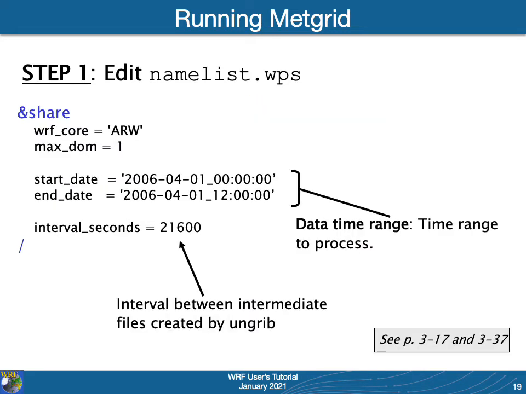In the shared namelist group, there are 5 variables that we need to set. However, it's very likely that these variables were already set when we ran the Geogrid program and ungrib programs. However, if we hadn't already done so, we would need to set wrf_core to ARW. We would need to set max_dom to 1 because we're processing a single domain. We would need to set start_date and end_date to the times over which we would like to horizontally interpolate meteorological data from intermediate files. And we would need to set interval_seconds to the interval between intermediate files to be processed by the Metgrid program. Again, all of these variables were probably already set when we ran the Geogrid program and ungrib program.